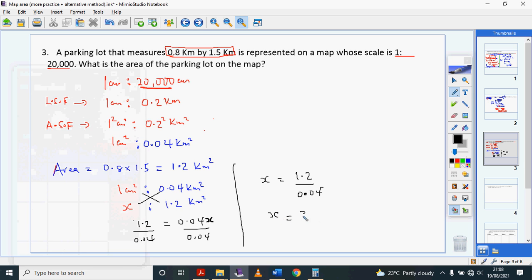What's the unit? Well, let's see. It's on the map, so it's 30 centimeters squared. You can also look at the units from here. This x is expected to be in centimeters squared because it's on the right side. So when I cross multiply, the kilometers cancel out and the unit that I have left is the centimeters. So yeah, that's how you do that.